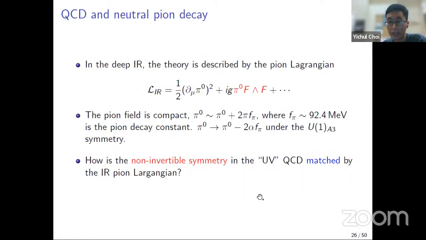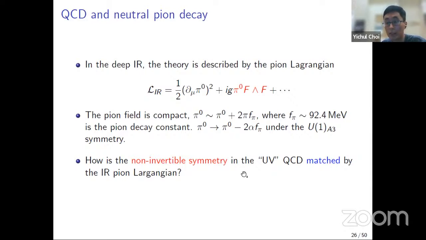If we go to the deep IR, then this QCD is just a theory of pions, which are the lightest hadrons, and it is described by the pion Lagrangian. In particular, I'll be interested in only these two terms. I have the kinetic term for the neutral pion, and there will be a pi zero F F-tilde coupling. For now, I will pretend that I don't know the value of this coupling constant g. The pion is a compact scalar, where the periodicity is set by the pion decay constant, and it gets shifted under this classical U(1)_A^3 symmetry.